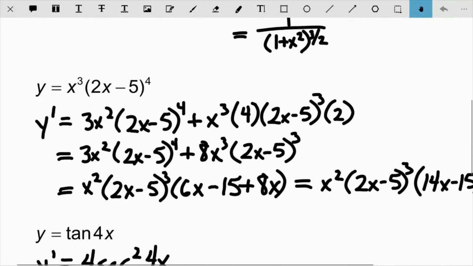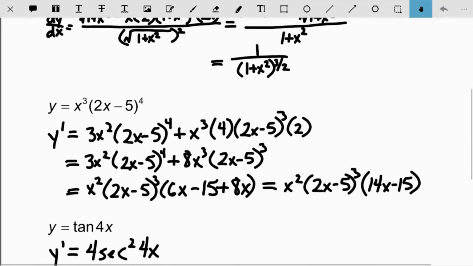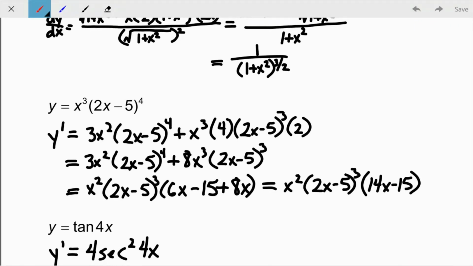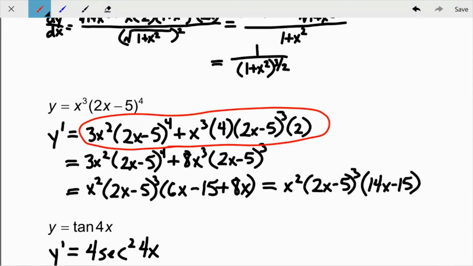All right, so the next one here, notice that we're using a few derivative rules. We have x cubed times 2x minus 5 raised to the fourth power. So we're going to have the product rule here. We're going to have the chain rule. We're going to have the power rule. So we've got three different derivative rules within the same problem. And this is another one where the first step is fairly simple. This is the only step where I'm actually doing calculus. Right here, I took the derivative using my product rule combined with my power rule and my chain rule.